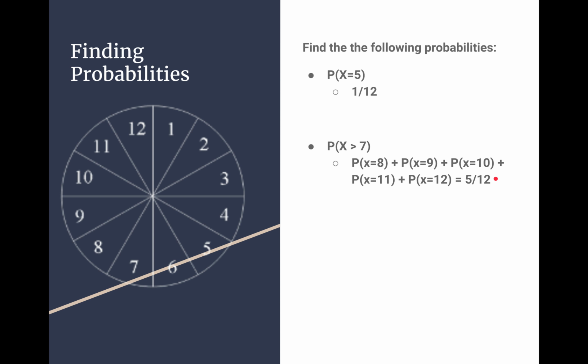So 5 out of 12 times, we would expect that if we had a little spinner on here, the probability that x would be greater than 7 is 5 out of 12 times.